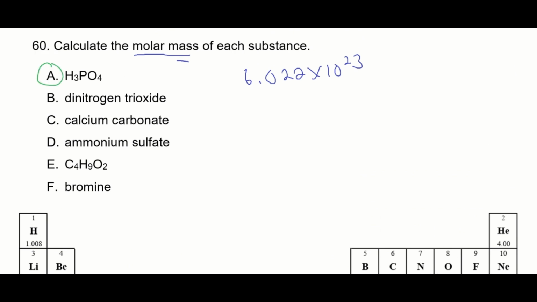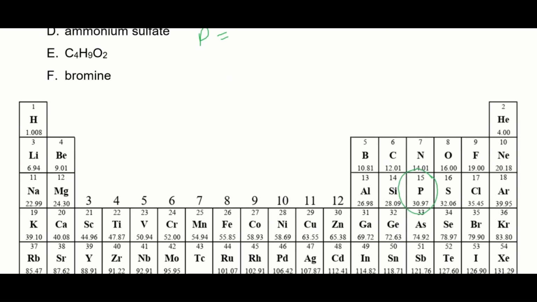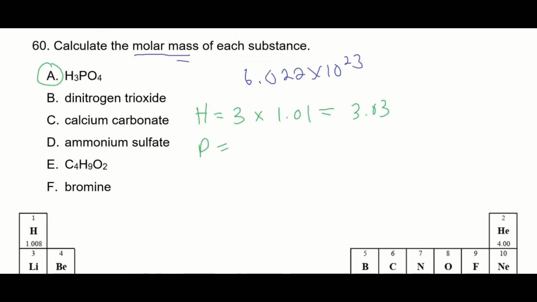Part A, phosphoric acid is made up of 3 atoms of hydrogen. And if we have a mole of that, the molar mass of hydrogen is 1.01. That's going to give us 3.03 grams per mole in 1 mole of phosphoric acid. Now phosphorus has a molar mass of 31.0, and there's only 1 of them. And oxygen has a molar mass of 16, and there's 4 of them. So that's going to be 64.